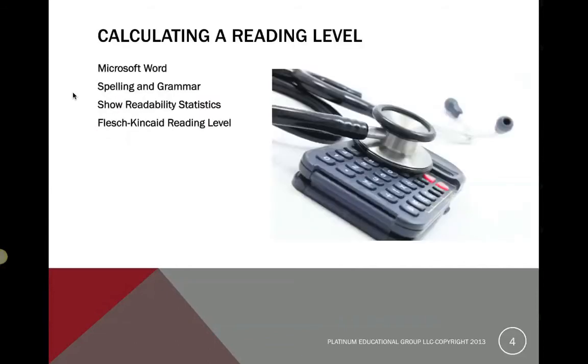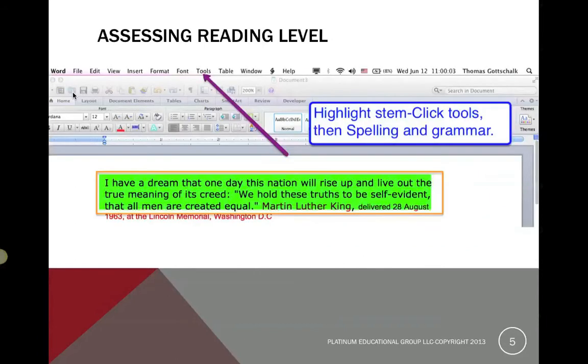So calculating a reading level. Well, there's a couple of ways. The easiest, there's a by hand method, but the easiest is using Microsoft Word. To do that, you click Spelling and Grammar, show readability statistics, and utilize the Flesch-Kincaid reading level numbers.